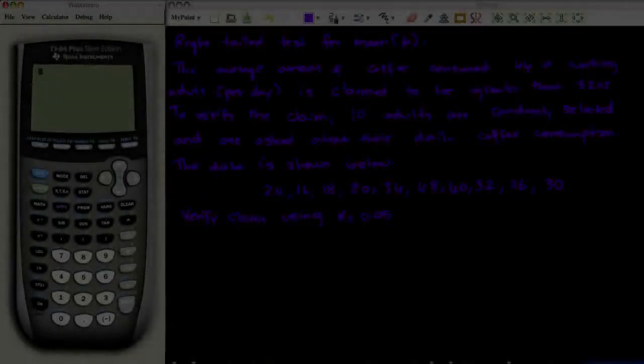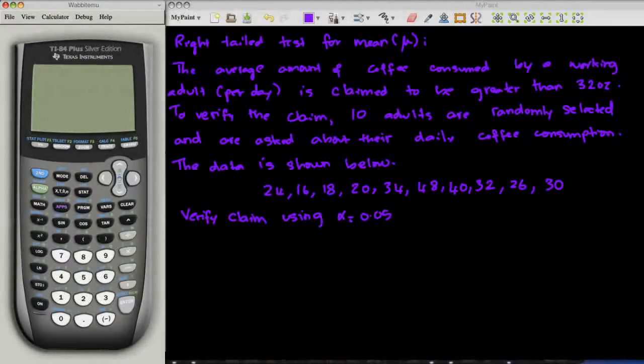This is an example for a right-tailed test for the population mean mu. In this example, the average amount of coffee consumed by a working adult per day is claimed to be greater than 32 ounces. We all love coffee, so this is a great example. To verify the claim, 10 adults are randomly selected and asked about their daily coffee consumption, and the data is shown below. So I have the data, now I have to verify the claim.